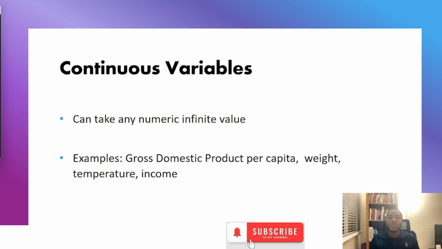With continuous variables, we are talking about any variable or any column in our data set that can take on any infinite numeric values. For example, gross domestic product per capita. The GDP of countries can be $1,065.2 per capita. We can talk about other variables such as weight, temperature, income, which are all continuous variables, right? Because they can assume any value and they can assume infinite values. So last week, these were the types of variables that we dealt with.